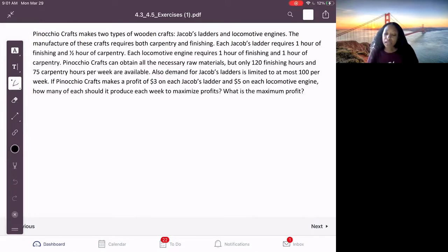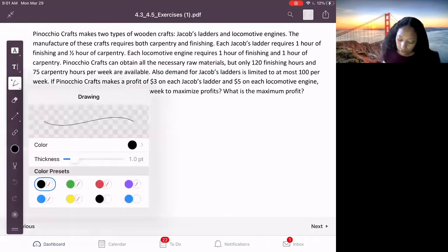Pinocchio Crafts can obtain all the necessary raw materials, but only 120 finishing hours and 75 carpentry hours each week. Also, demand for Jacob's ladder is limited to at most 100 per week. If Pinocchio Crafts makes a profit of $3 on each Jacob's ladder and $5 on each locomotive engine, how many of each should be produced each week to maximize the profit, and what is the maximum profit?